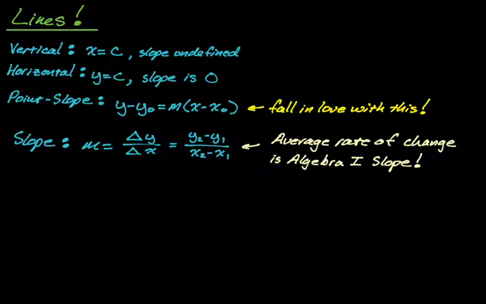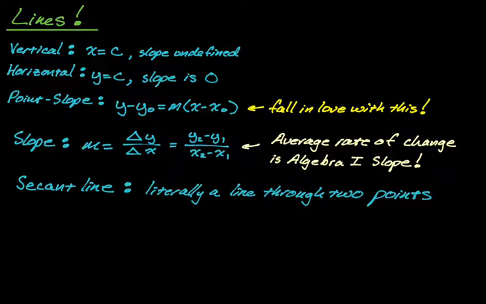Another thing to know is that a secant line will come up quite frequently. This is literally a line that goes through 2 points. That's it. Do not overthink it. It's new terminology for something you've been doing forever.